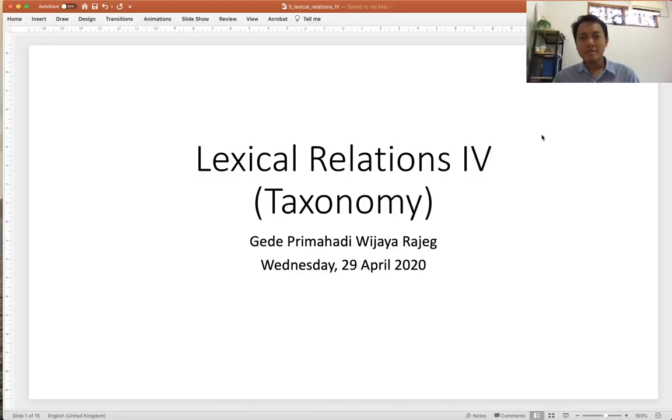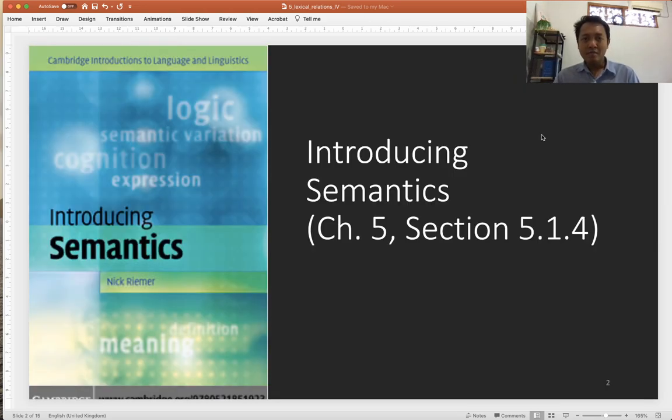Hello, welcome back to another session on semantics. Now we will look at taxonomy, another kind of lexical relations. The material for this topic is mainly taken from Nick Riemer's book Introducing Semantics, Chapter 5, Section 5.1.4.